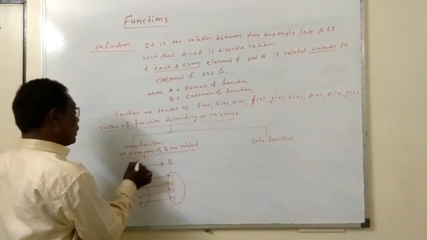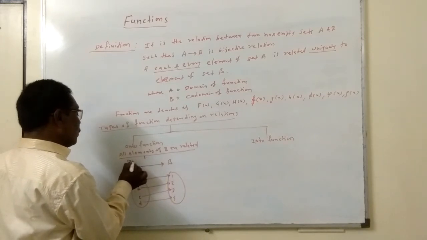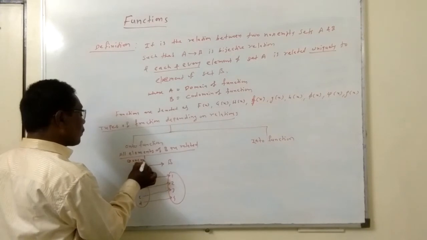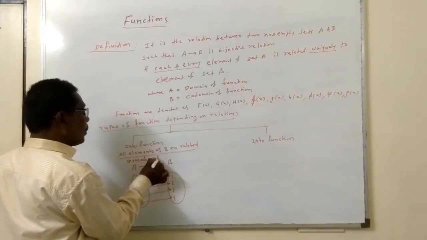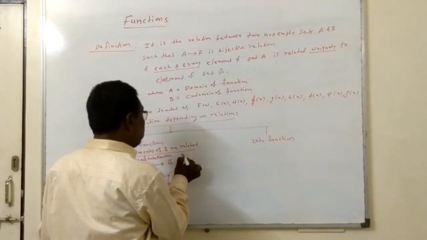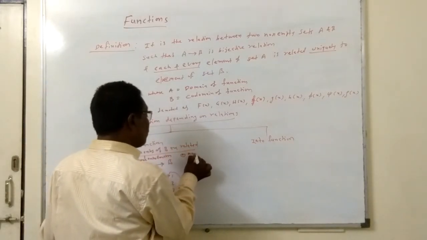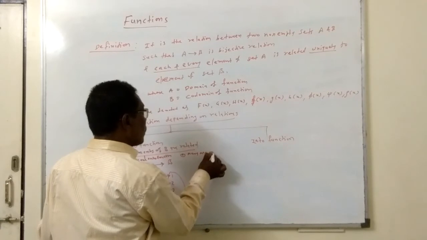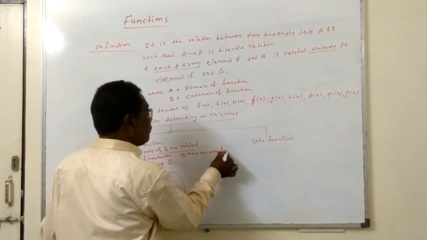So here, two types we are getting. So first type is one-one onto function. Now second type, many-one onto function.